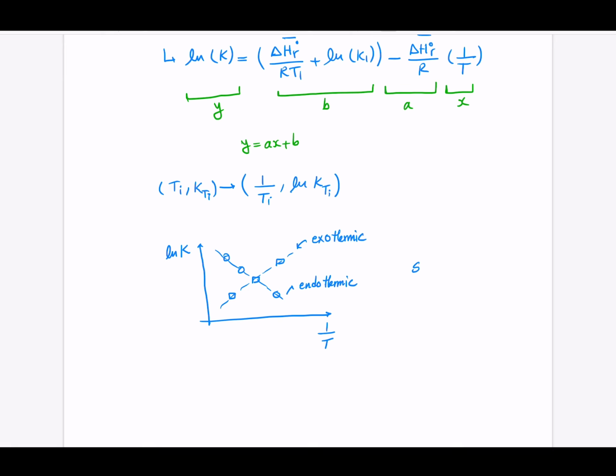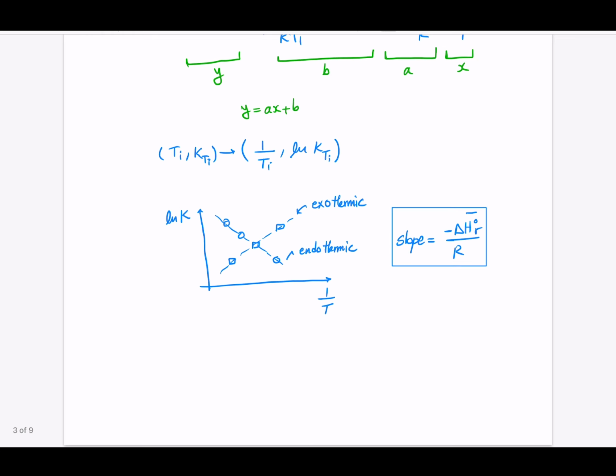And then the slope of this one is that a term, which would be minus delta H over R. So we have the slope from, let's say, that Excel sheet that we have, and now we just make that equal to the value to get to that delta H. As we mentioned, it can be done with two points, but right now we have more than two. So each data point here is one experiment.